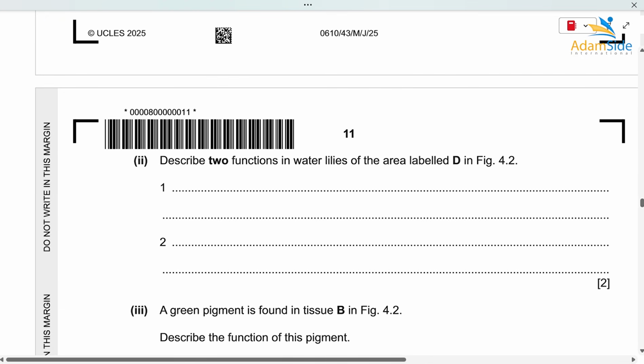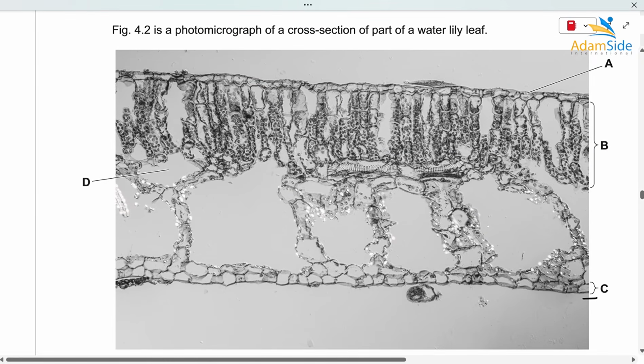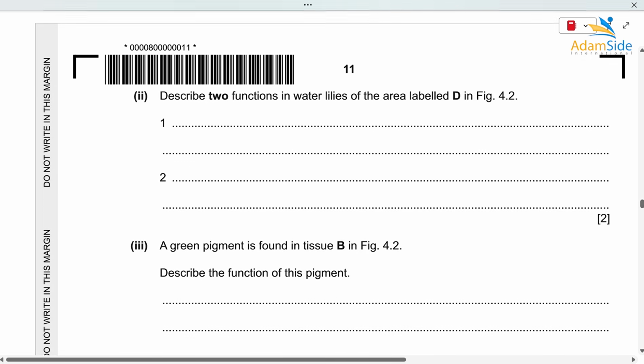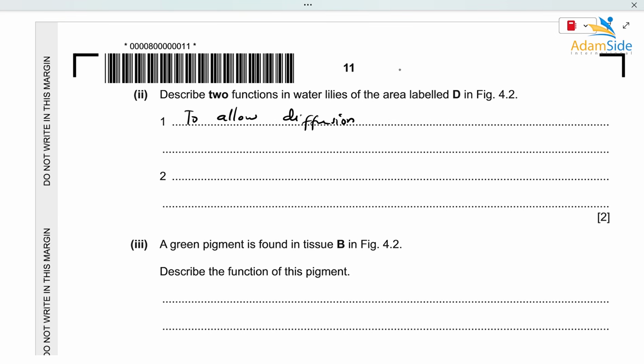Yeah. And then describe two functions in water lily of the part labeled D. Now we need to see part D. Part D is this part here. This is representing the spongy mesophyll. Now what is the function of spongy mesophyll? One, to allow diffusion of gases. It allows diffusion of gases from respiration, but also from the process of photosynthesis. But apart from that, it allows diffusion of water gases to be used for transpiration, right?